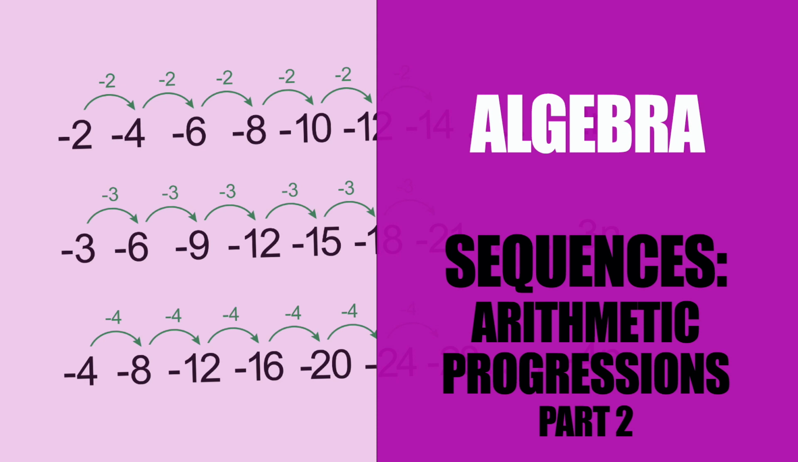This is a second video looking at finding the rules for arithmetic progressions by finding the nth term of each sequence. I've put the link to the previous video in the description below.